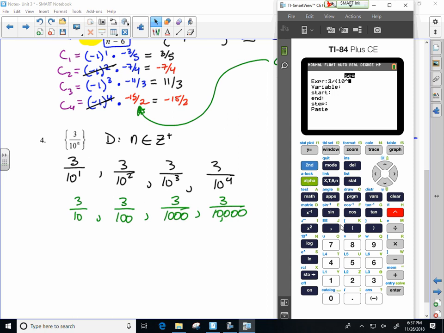The only thing is they don't have lowercase letters for every letter in the calculator, so odds are you're going to be using a capital N, which technically means something else, but we'll live with it. Tell the calculator what is the variable, because if your answer is supposed to be in terms of a variable, it would need to know that. My variable's n. I want to go from the first term to the fourth term. The step would be the increments.